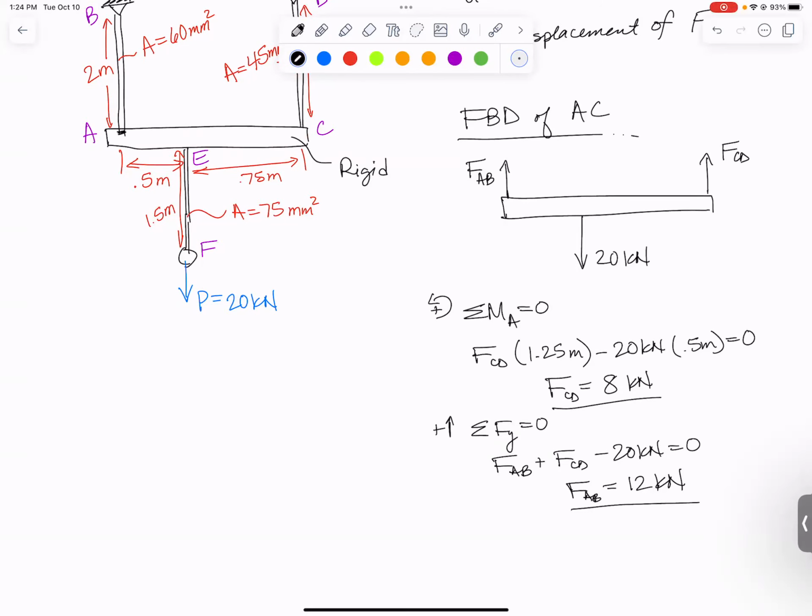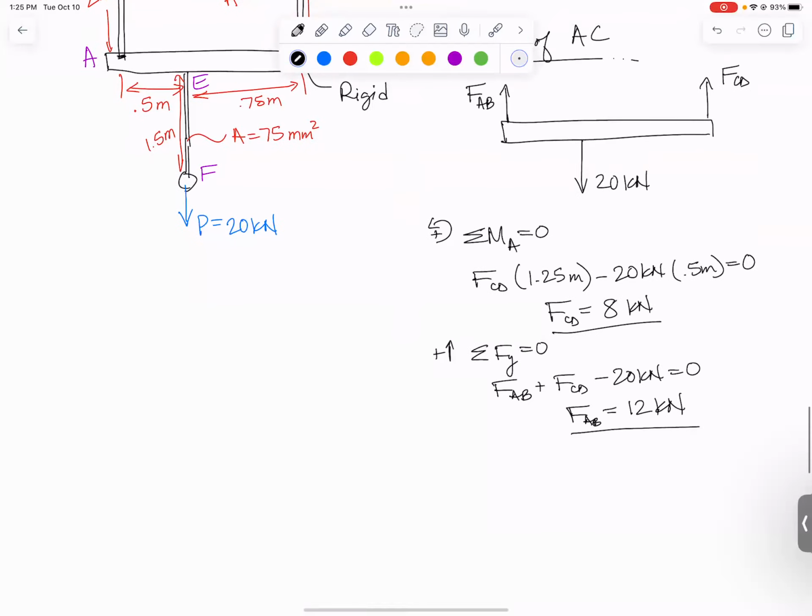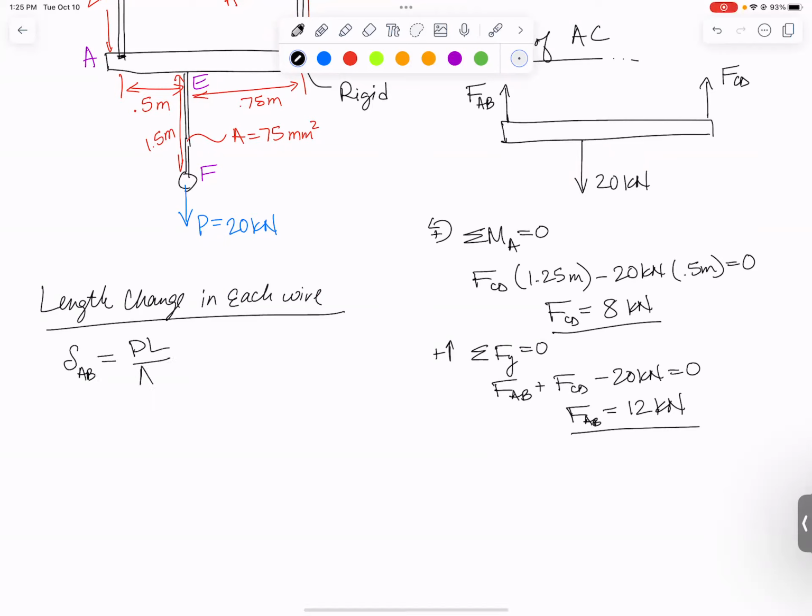So I think the next step that makes sense is to figure out the length change of each wire. This isn't too bad. They all have different areas, but they all have the same material. They have a couple of different lengths. So let's find the length change in each wire. The length change in wire AB, our governing equation is PL over AE. So the force in wire AB is 12 kilonewtons.